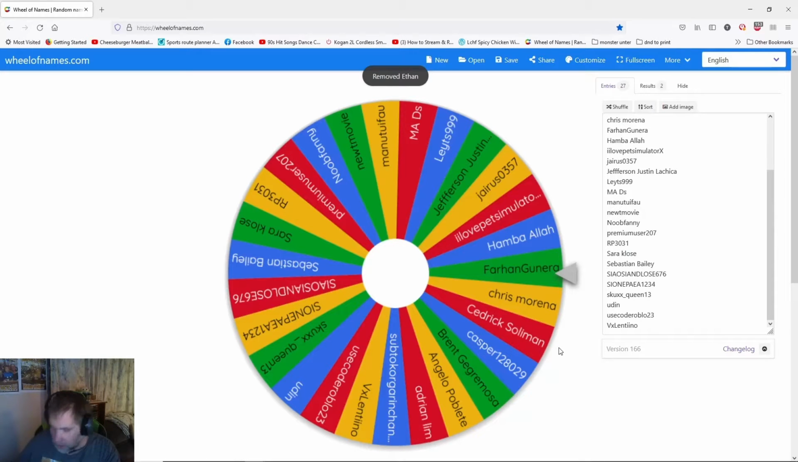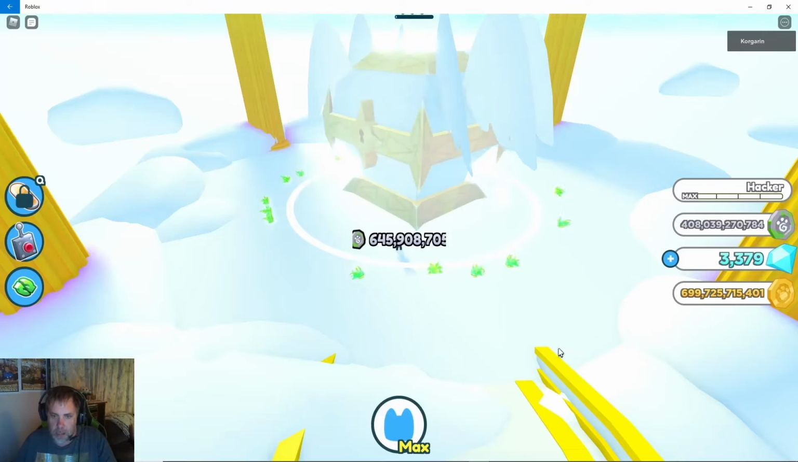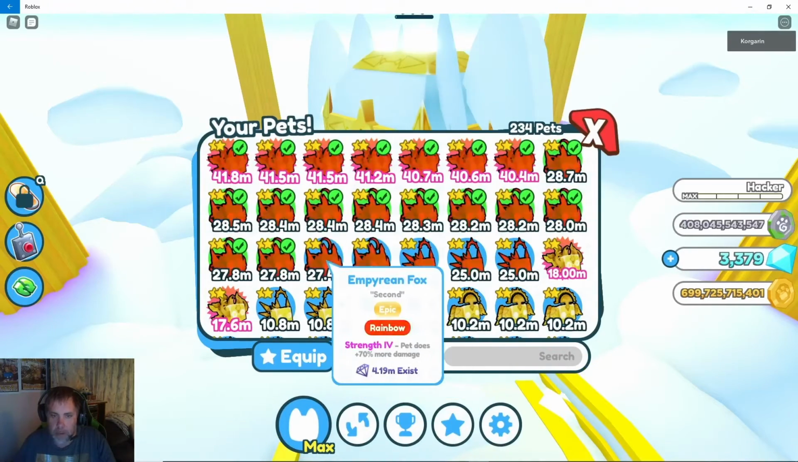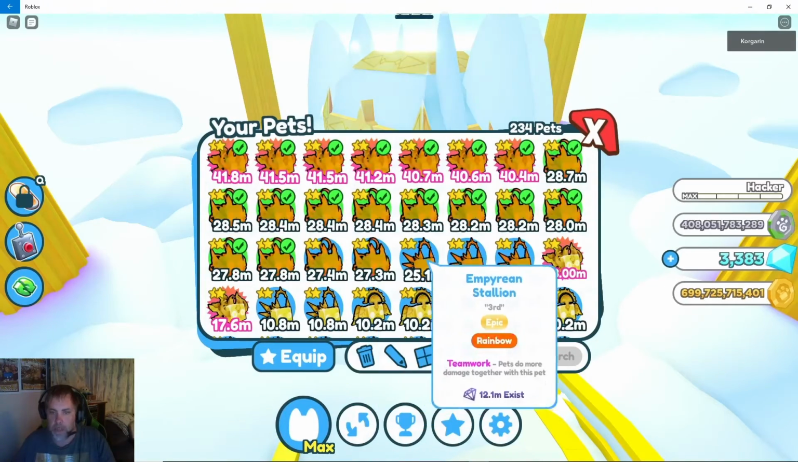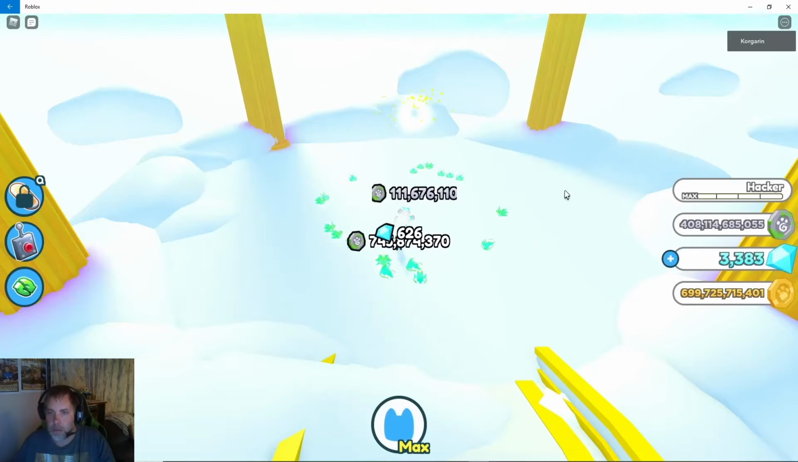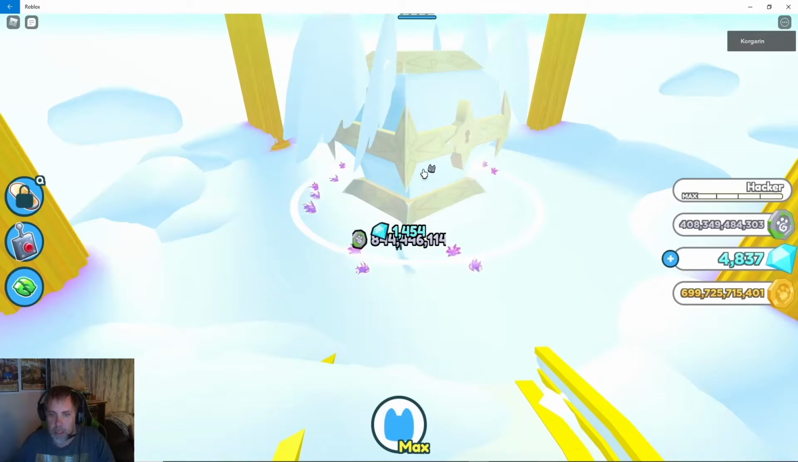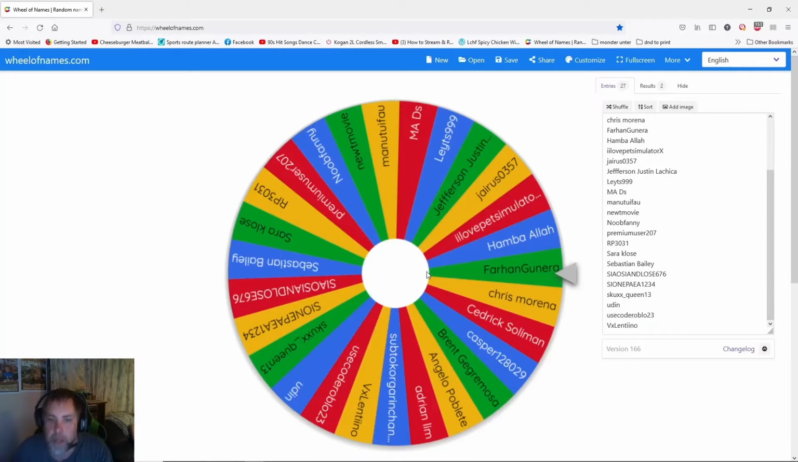You've both won, what was it, Empyrean Foxes? Is that what they're called? Hang on, I'm having a quick look here. Yeah, you've both won Empyrean Foxes. So now we're going to move on to our three stallions. Oh, look at that, I timed that perfectly to start the next chest. All right, here we go.